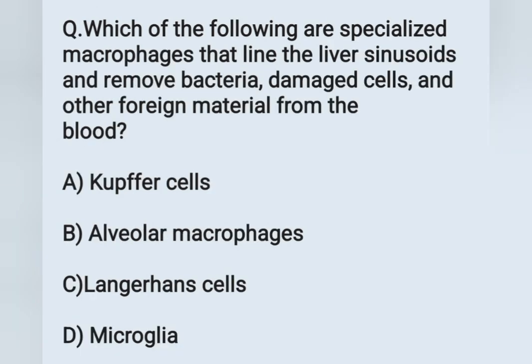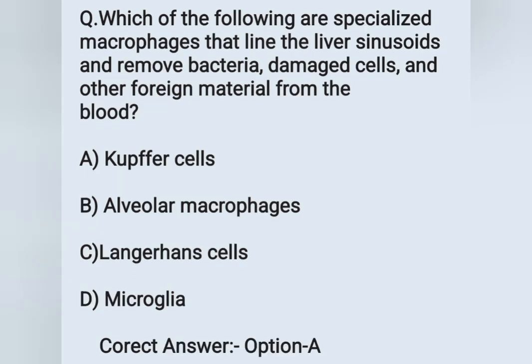And the next question is, which of the following are specialized macrophages that line the liver sinusoids and remove bacteria, damaged cells and other foreign material from the blood? Our options. Option A, Kupffer cells. Option B, alveolar macrophages. Option C, Langerhans cells. Option D, microglia. The specialized macrophages that line the liver sinusoids are called Kupffer cells. Option A is the correct answer, and its function is to remove bacteria, damaged cells and other foreign materials from the blood.